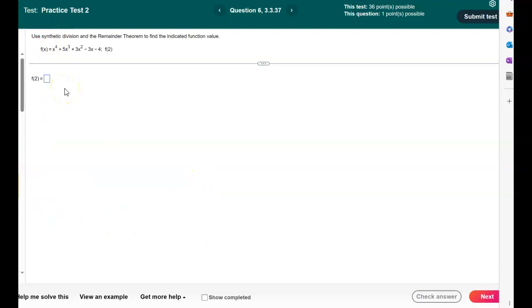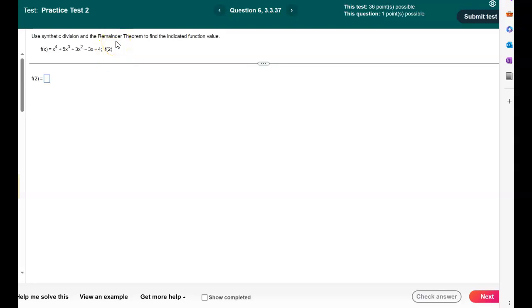Now, next question. Use synthetic division and remainder theorem to find the indicated value. On your test, you can either just use one of them, whichever is more convenient to you. The thing here is we want to find the value of the function at x equals 2. So what does that mean? That means you just replace all the x's here by x equals 2, by this value, to find the remainder. That was the remainder theorem.